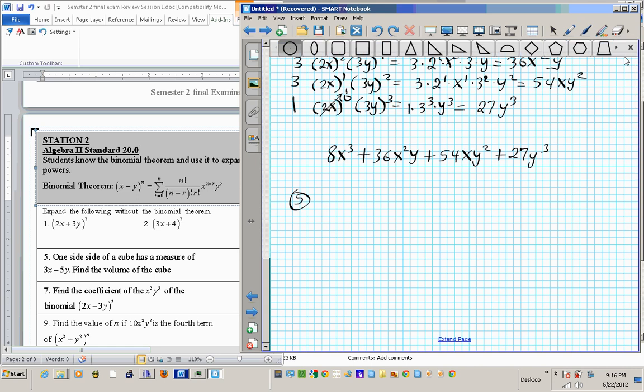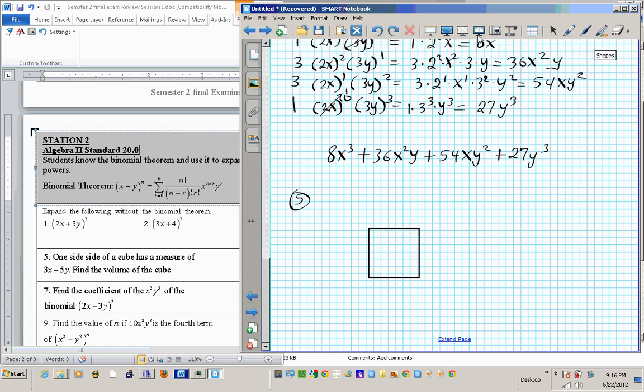So basically, what we have here is a cube. Let me sketch a cube for you. So we have a cube, and we know the measure of one side. So let's say we have a cube of this nature. Now the question is, what is the formula for the volume of a cube? Okay, so this cube is not perfect, but pardon me for this.